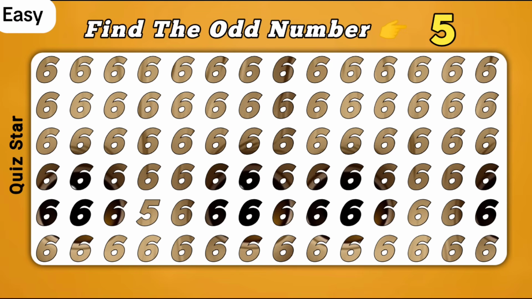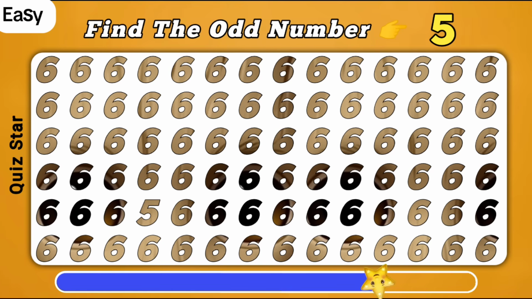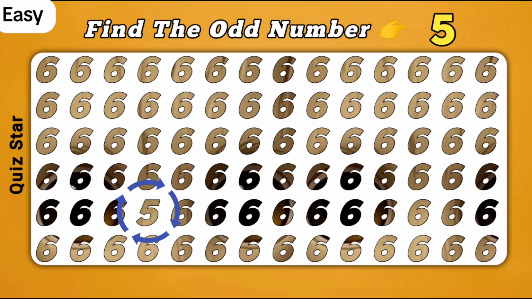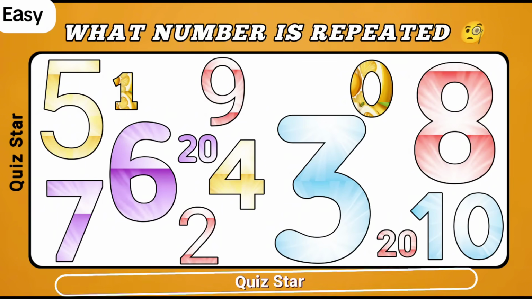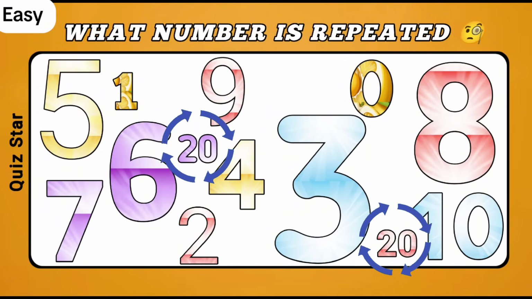Find the odd number 5 within given time. Come on, senior and junior viewers. Wow, perfect, the number 5. Hey, senior and junior viewers, test your IQ level. Find the repeated two numbers within given time. Wow, perfect, the repeated number is 20.